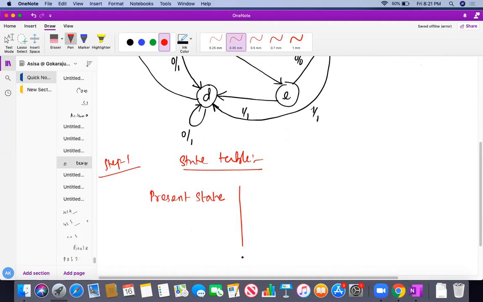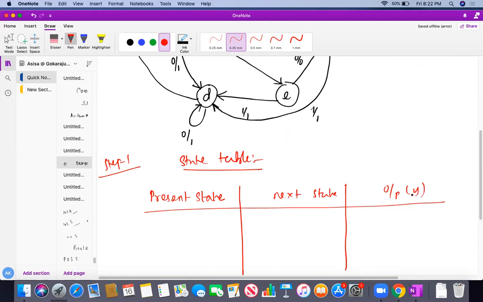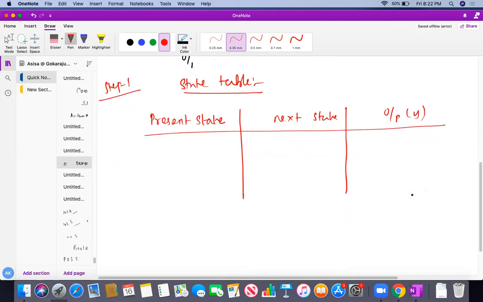Okay, next state. Okay, output Y. So tell me, what would the present states be? What are the states present here? A, B, C, D, E are my states. Am I correct, students? Very simple.